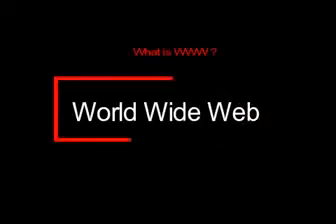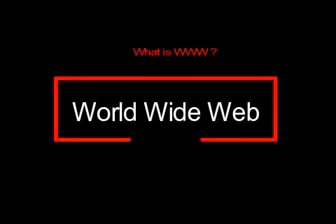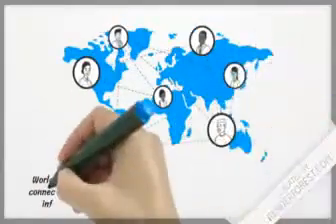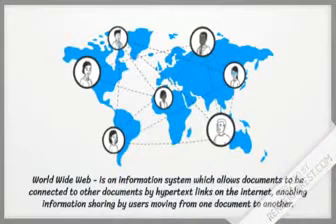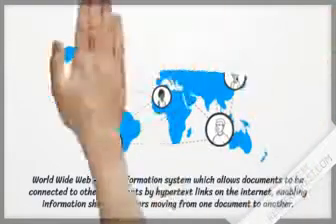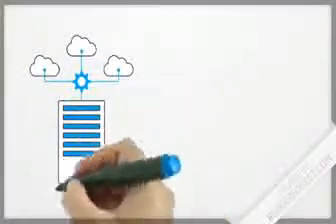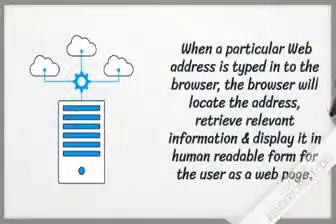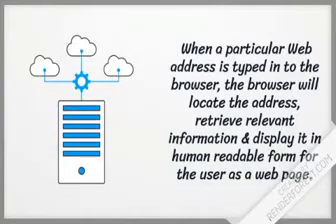The World Wide Web is an information system that allows documents to be connected to another document using hypertext links over the internet. That is, it allows computers to share information and resources. Each website on the internet is hosted by a server, and the servers have an IP address, that is, the address used in locating a particular website.